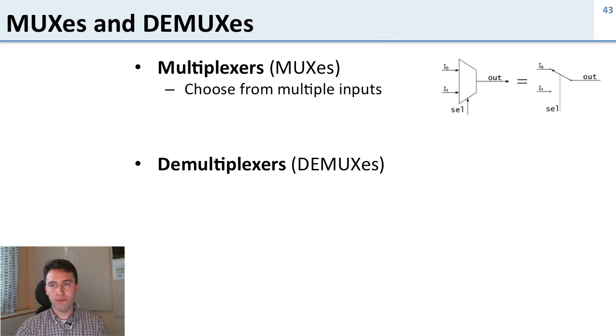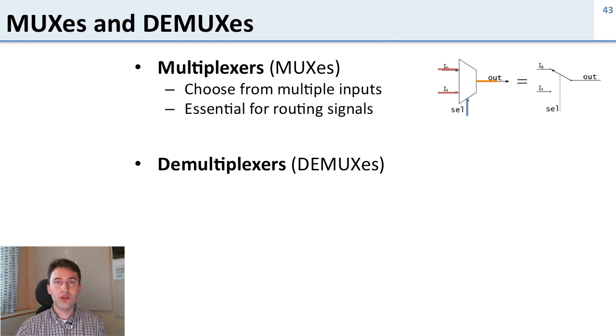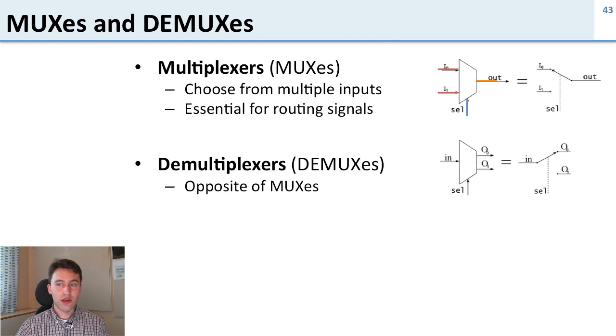So here's a picture of it, and what you see is we've got two inputs and an output and a select. And the select chooses which of the inputs go to the output. This is essential for routing signals. So if you have different things hooked up on a chip, you need to be able to choose which inputs go to which output. Demultiplexers are simply the opposite of muxes. They're going to take one input and route it to one of many possible outputs.